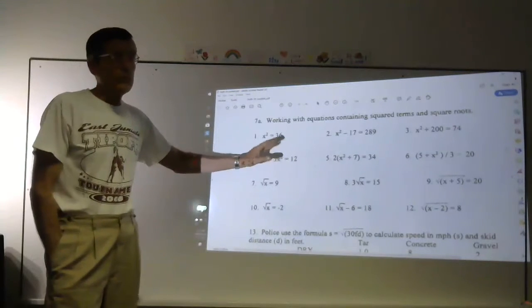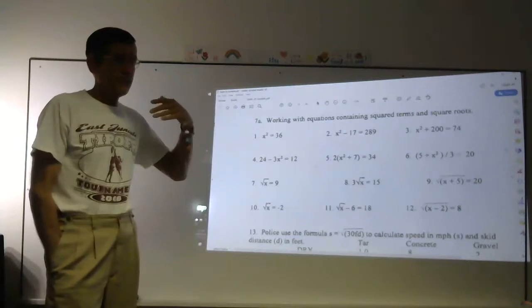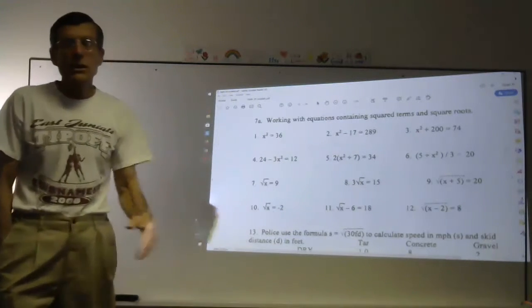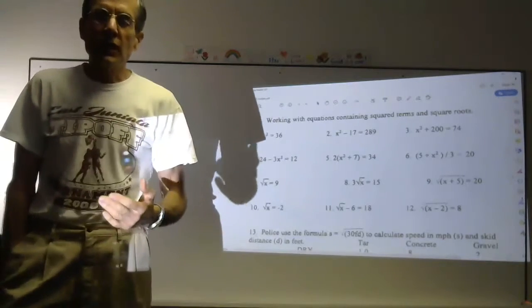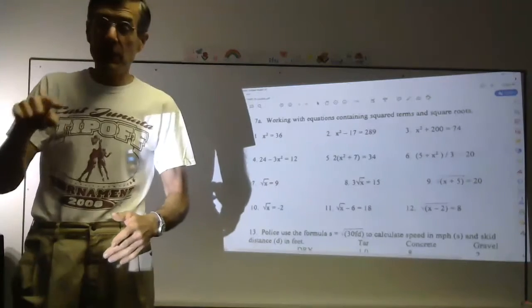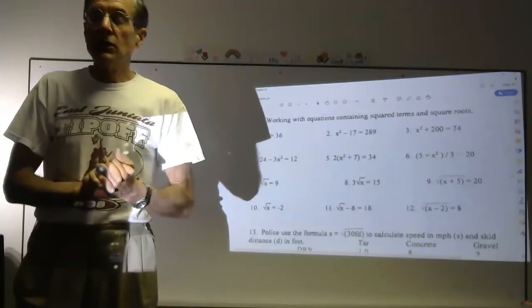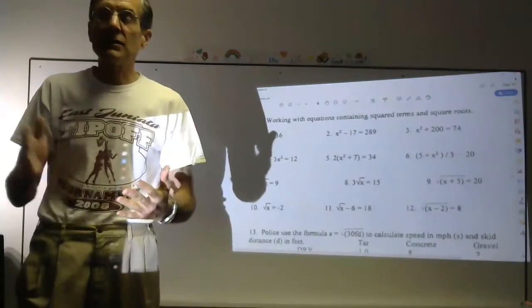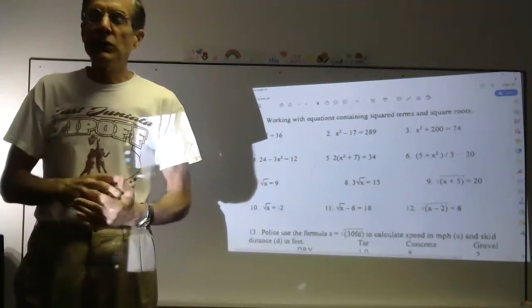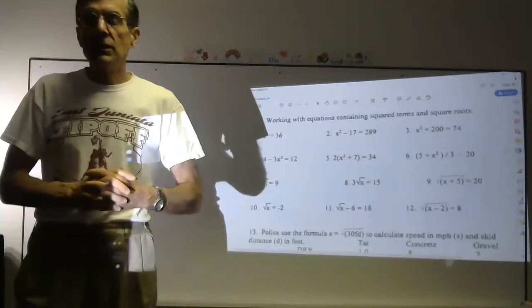A squared term, you may remember from your high school math days, if you have a squared term in an equation, you're going to end up getting a shape that looks like a parabola. If any of you remember that, you'll get a parabola, a nice smooth curve, when you have a squared term in an equation.